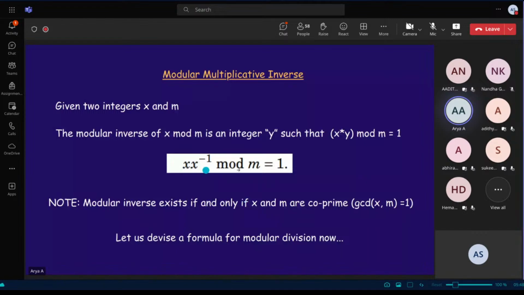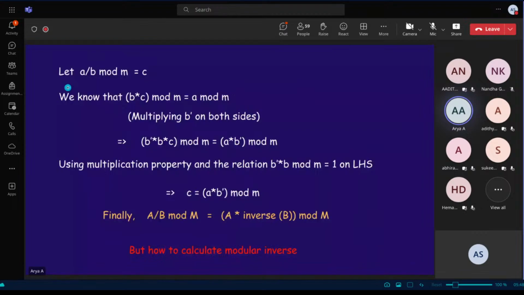Now, let us try to create a formula for modular division. Let us start with this statement. Let a by b mod m equal c. Let us say that the answer is c only. We'll try to give an expression for c, and with that we'll get a formula for modular division. Now we know that b into c mod m is a mod m. This is basically the task. Once I know that the answer is c, I know that this is true.